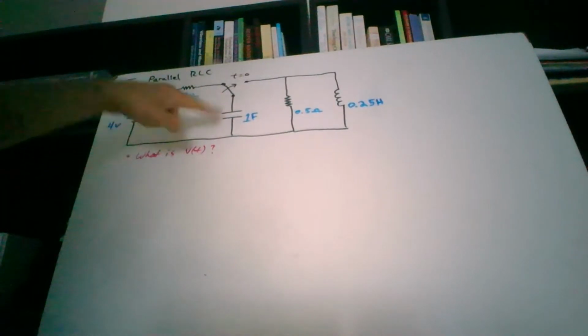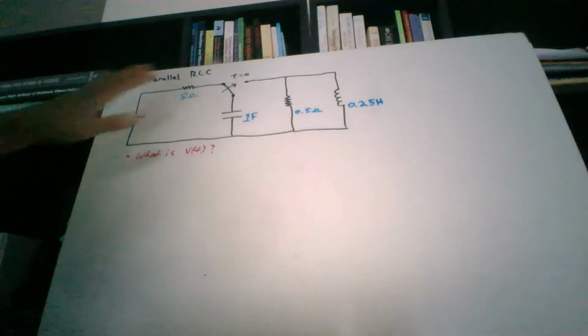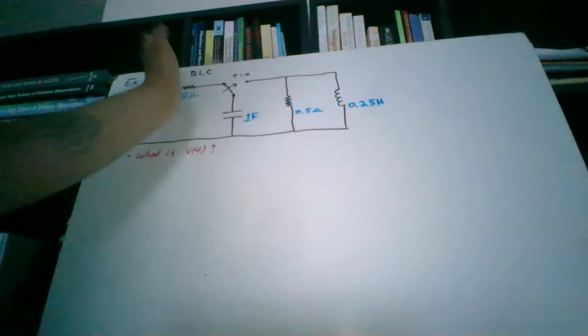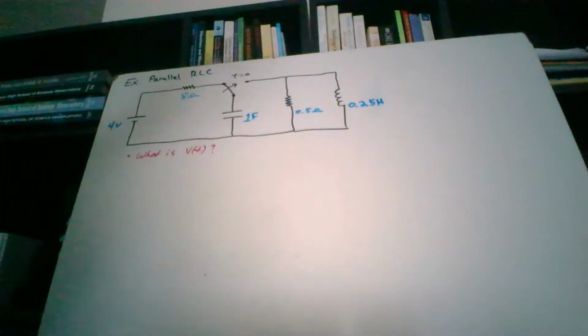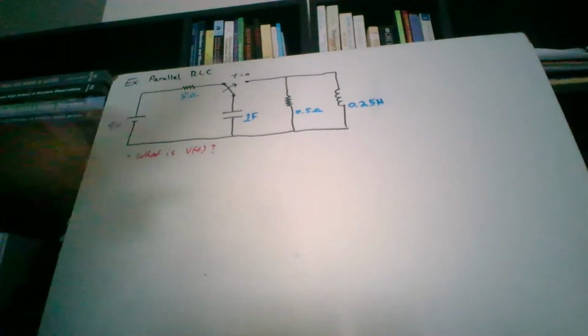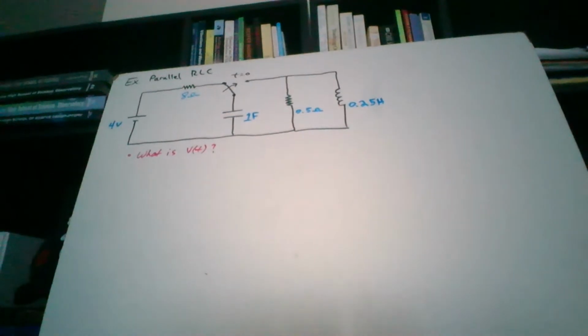So right now we're charging up our capacitor. That's the beginning. At the very beginning, we charged up our capacitor, and then at time equals 0, I'm going to hit my stopwatch, and I'm going to flip the switch to this side, okay? And the question is, what is the voltage that's going to go through the capacitor as a function of time? That is our question.